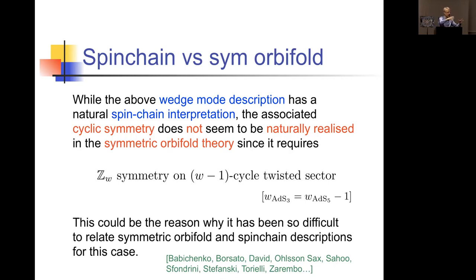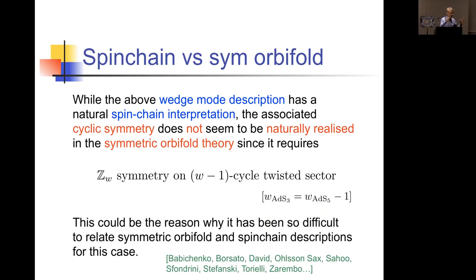Now, if you take this and you translate it into the symmetric orbifold language, what you see is that because of this funny shift of what W is in AdS3, where we measure things relative to the Ramond sector, and AdS5, where we measure them relative to the Neveu-Schwarz sector, what you find is that the cyclic symmetry of the spin chain, from the point of view of the symmetric orbifold, must be a Z_W symmetry, but not in the W cycle twisted sector, but in the W minus 1 cycle twisted sector.